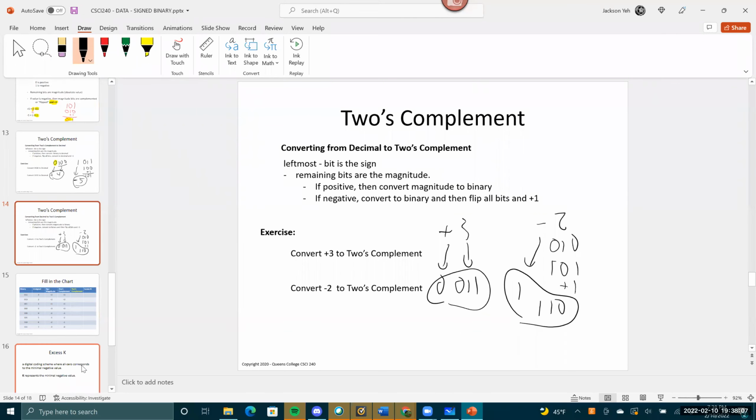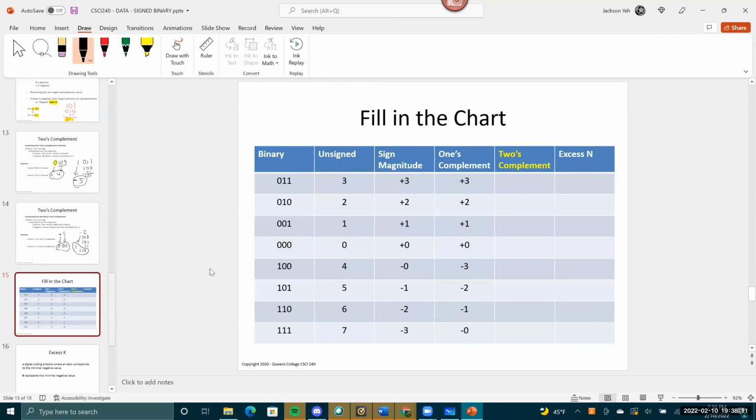All right, so if there's no questions on that, let's fill in this column, 2's complement. So now assuming that this is your binary and is encoded in 2's complement, what would be the corresponding number value that is represented?